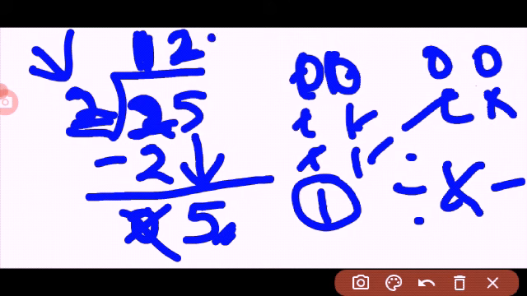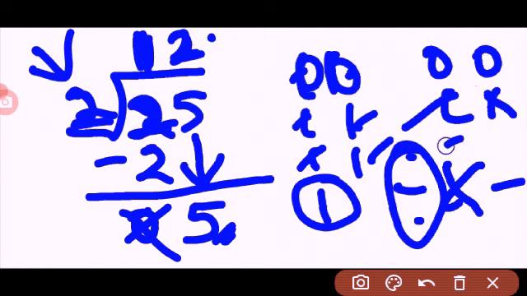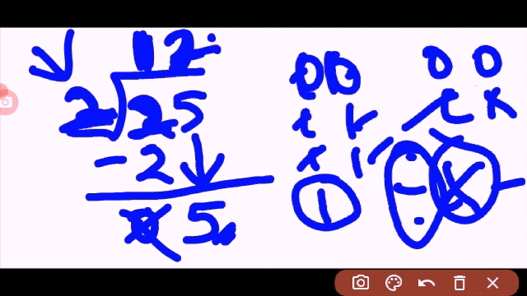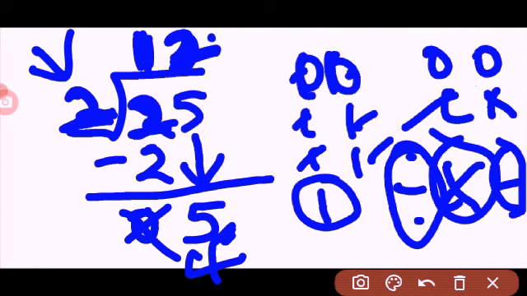You get 2. After divide is what? Multiply. Now this 2 times this 2 that is up here is what? 4. 2 times 2 is 4. After that is what? Minus. Subtract. 5 minus 4 will give us what? 5 minus 4 will give us 1.